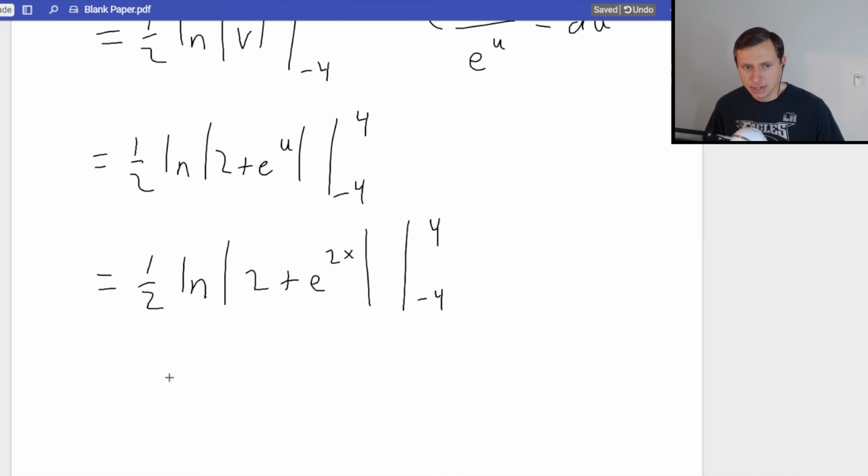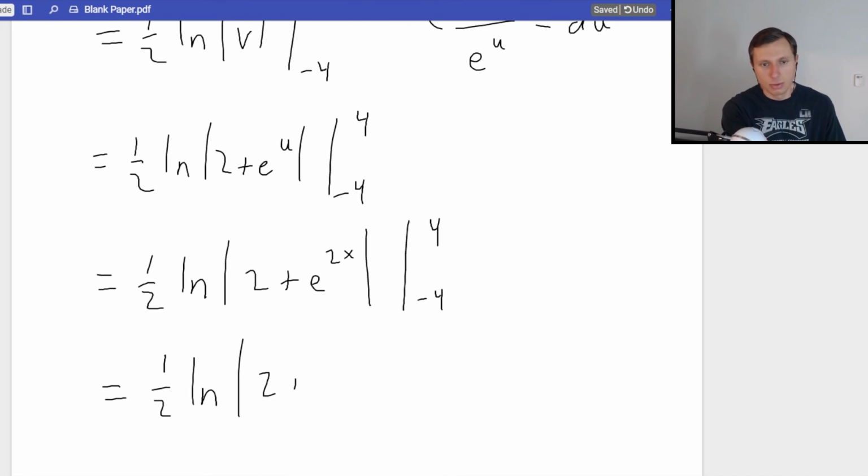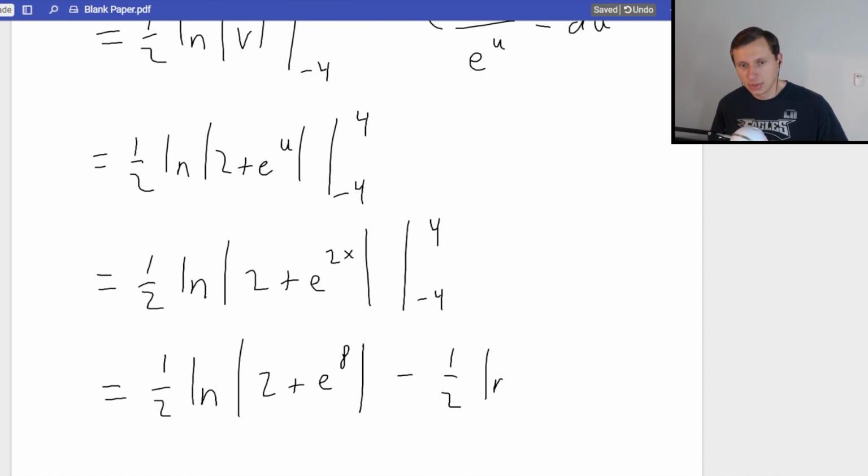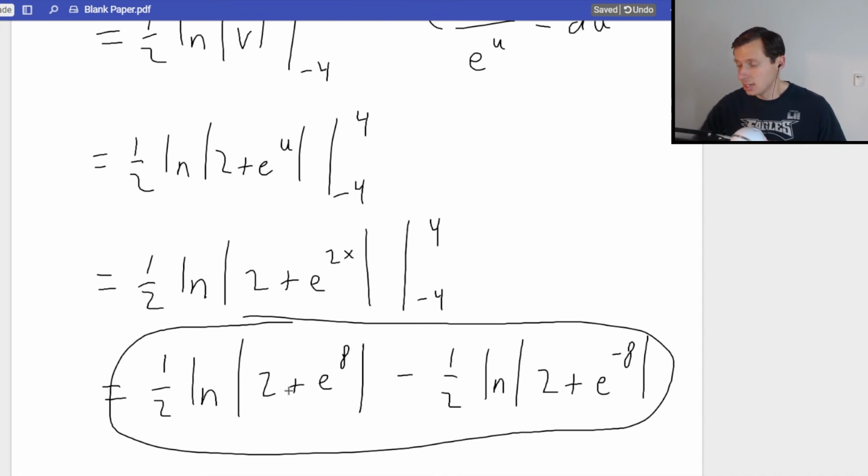This is not going to be a pretty answer, I'll just tell you that right now. But we'll get a final answer of 1/2 natural log of the absolute value of 2 plus e to the, well, 2 times 4 is 8, so 8th power. We can't simplify that. And then minus 1/2 natural log absolute value of 2 plus e to the 2 times -4, which is -8. This is about as simplified as we can get, actually, so I'm fine with this. Any questions on this one? This was just not a good problem, in my opinion.